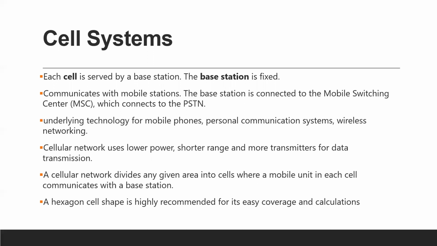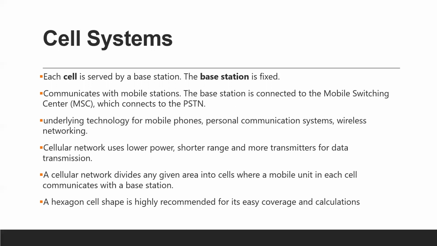Cellular radio is a technique that was developed to increase the capacity available for mobile radio telephone service. It is an underlying technology for mobile phones, personal communication systems, wireless networking, etc. This technology was developed for mobile radio telephone to replace high power transmitter or receiver systems. A cellular network uses lower power, shorter range, and more transmitters for data transmission.